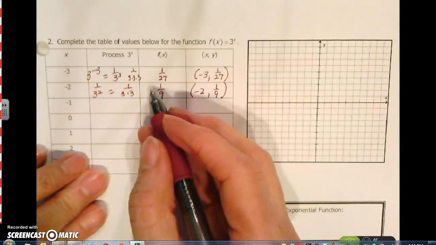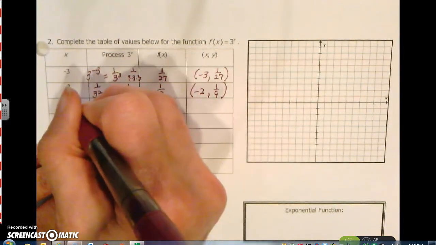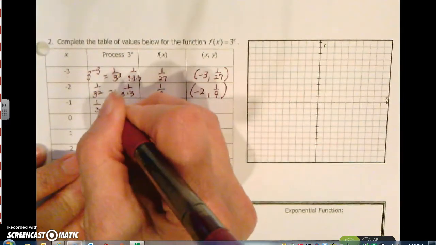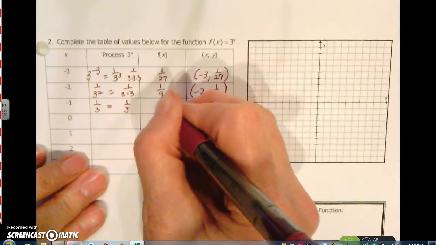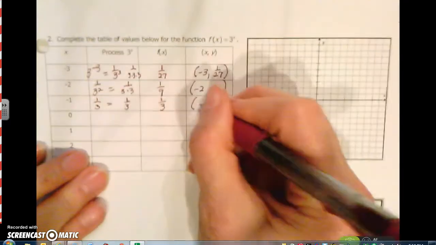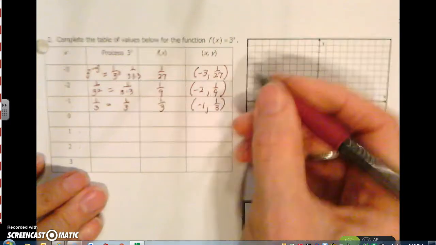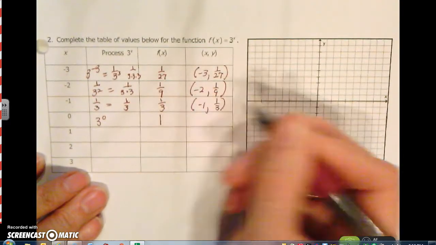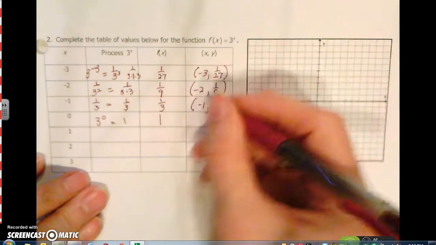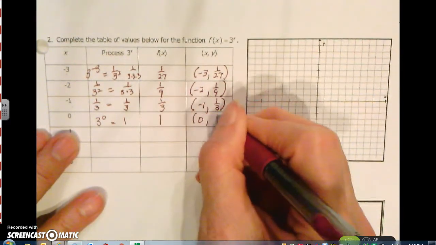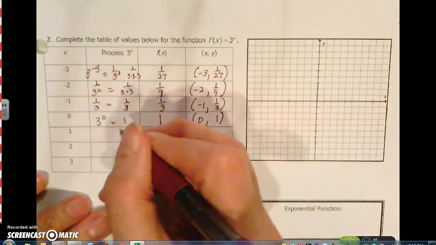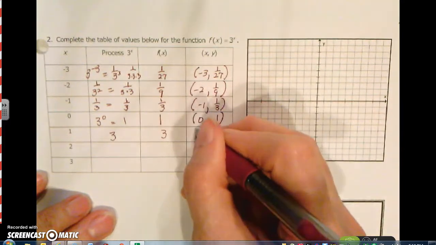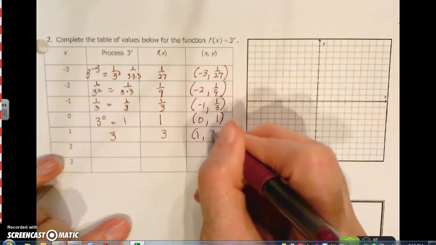And then we'll repeat. If I have 3 to the negative 1, so 3 to the negative 1 is going to be 1/3. So 1/3 there. So we get x is negative 1, y is 1/3. Then if we have 3 to the 0 power, we get 1. So this is going to be a 1 here. So our point is going to be 0, 1. Then we'll have 3 to the 1 power, which is just going to be 3. And this will then be 1, 3.